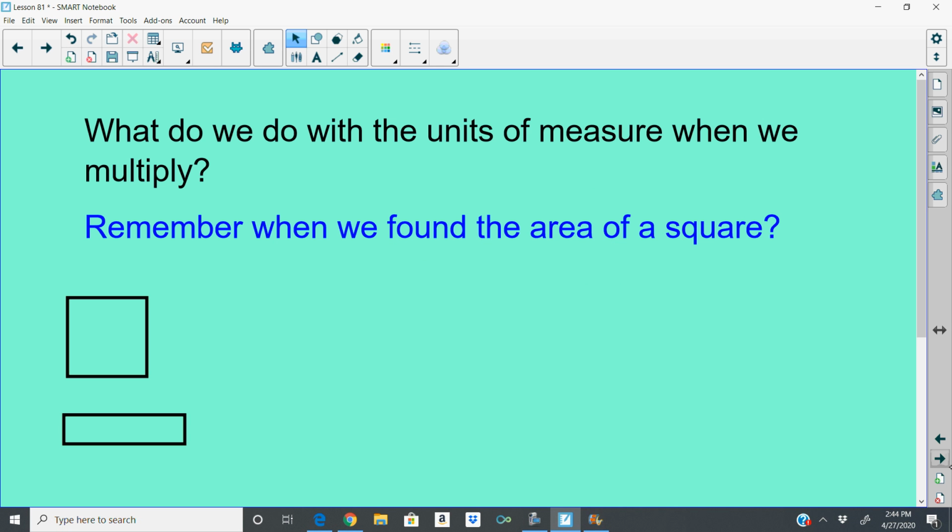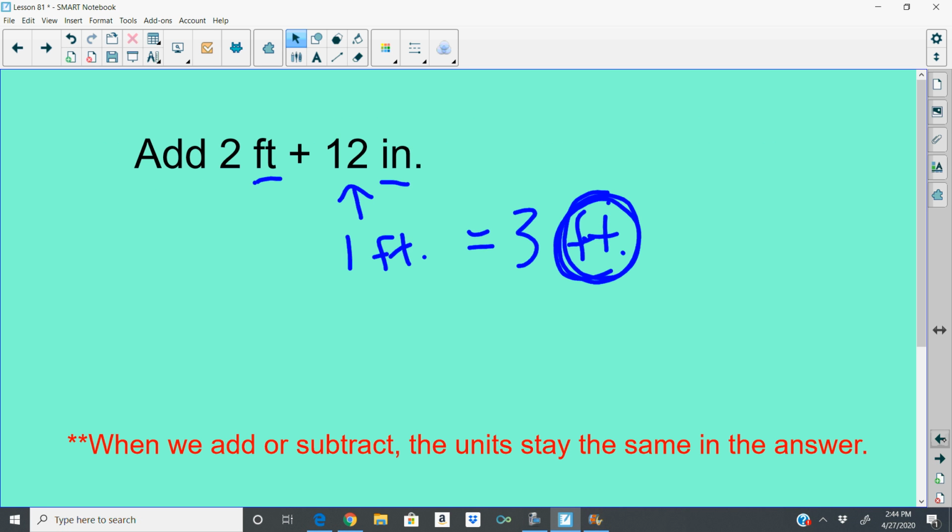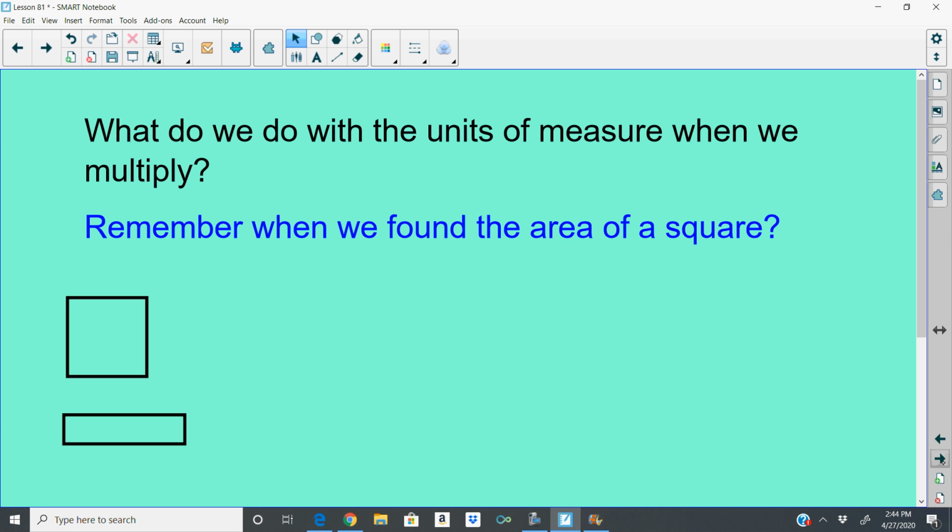All right, another thing that we're going to come across is what do we do when we multiply or divide with units of measure. Now, backing up a little bit, when we add or subtract, the units stay the same. So if I'm adding miles together, my label for my answer is going to be miles. If I have 20 miles and I subtract 10 miles, my answer is going to be labeled miles. That's easy enough in addition and subtraction, but it does change a little bit when we have multiplication.